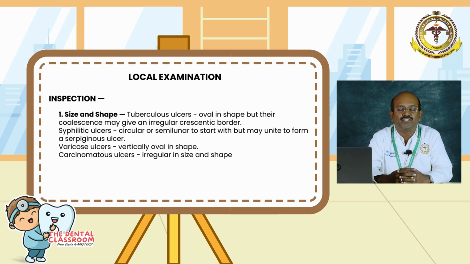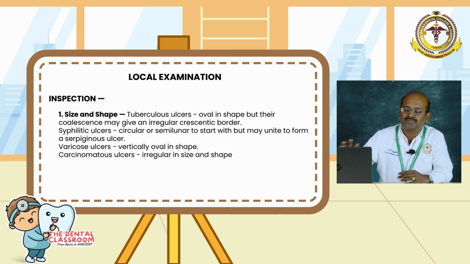The shape: a tuberculous ulcer will always be oval in shape to start with. Once they coalesce with each other, it forms crescentic borders. Next, we will go into a syphilitic ulcer. The syphilitic ulcers are circular in nature or semilunar in shape. Once they coalesce, they form a serpiginous ulcer. The varicose ulcer, generally they are oval in shape, vertically oval in shape. A carcinomatous ulcer can always be irregular in shape and size.